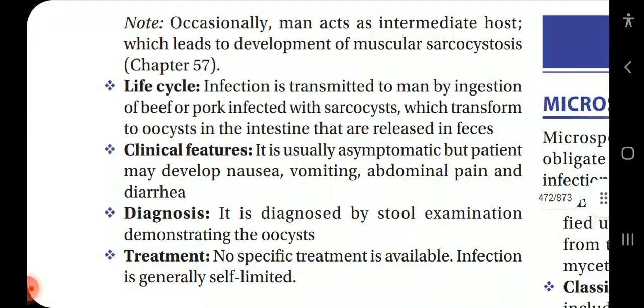About intestinal sarcocystosis, it is worthy to note that occasionally man acts as an intermediate host, which leads to development of muscular sarcocystosis. Now, the life cycle: infection is transmitted to man by ingestion of beef or pork infected with sarcocysts, which transform to oocysts in the intestine that are released in the feces.